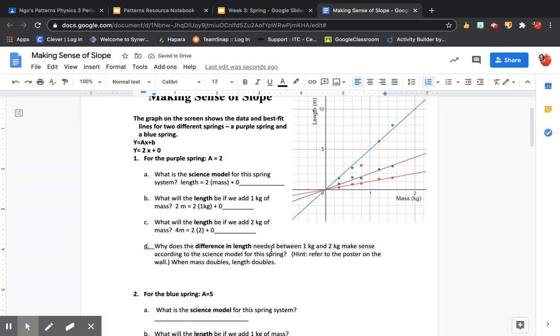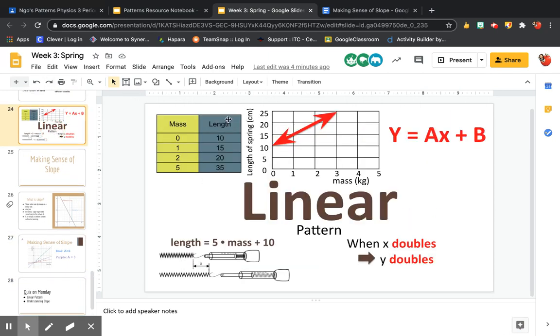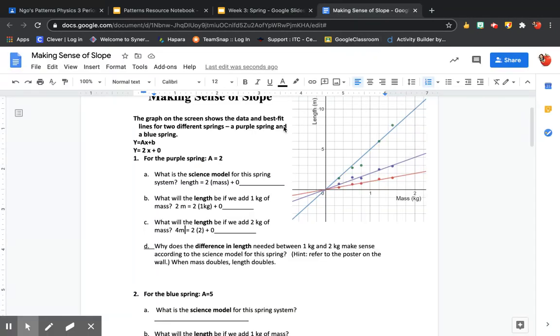Why does the difference in length needed between 1 kilogram and 2 kilograms make sense according to the science model for the spring? Hint, refer to the poster on the wall. So you don't have a poster on the wall, but this is the poster that it's talking about. And it's talking about this part right here where it's explaining when x doubles, y doubles. So I already left the answer in here. When mass doubles, length doubles.